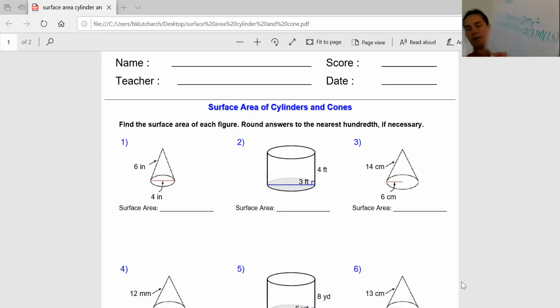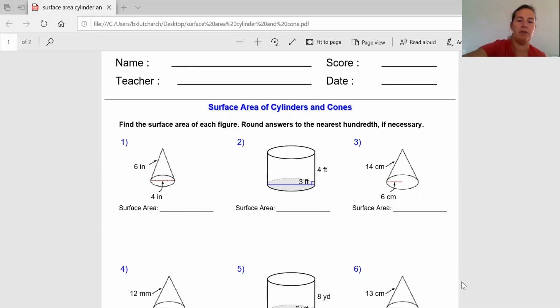Okay. Then I'm just going to multiply those out. And I get, I've already done this ahead of time, 37 68/100 plus 14 13/100. And when I finally add those together, my surface area of that cylinder on number 2 is going to be 51 81/100 feet squared.